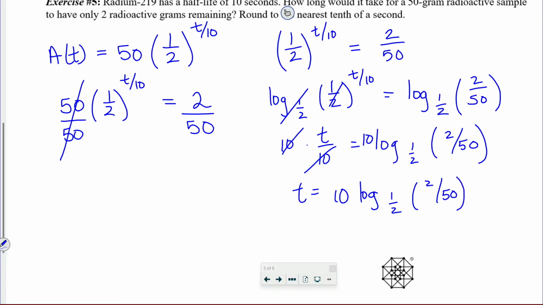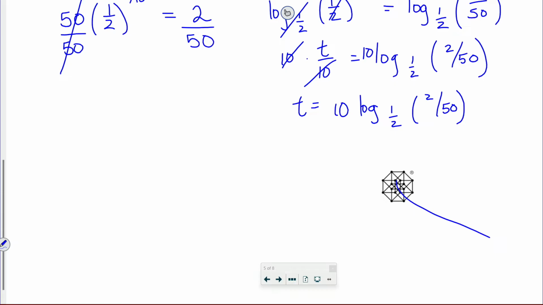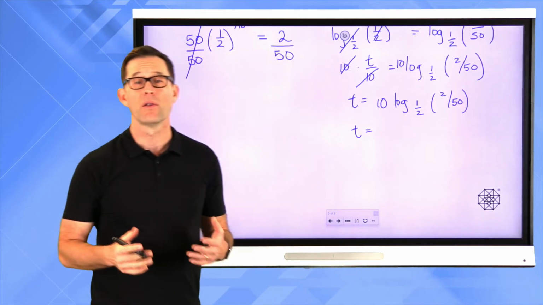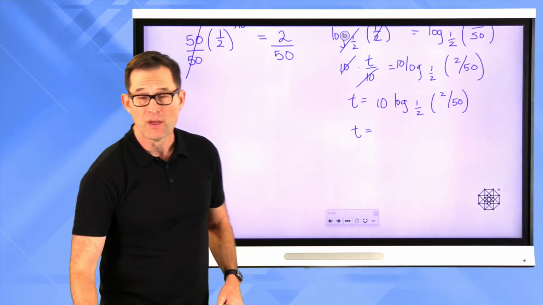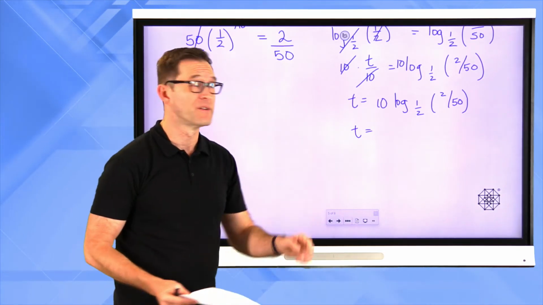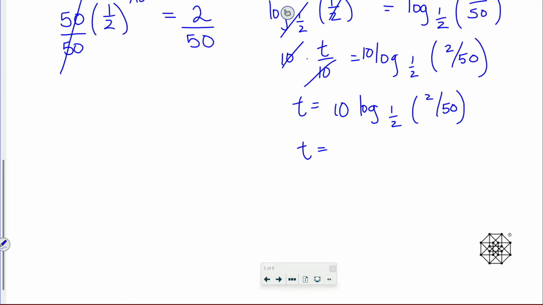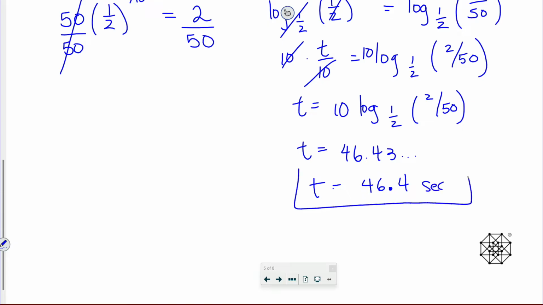And that might be a little bit complicated to put into your calculator, but I would much rather put that into my calculator than have to be carrying decimals along the way. I don't want to have to do that. So ultimately, when I plug all of this into my calculator, my t value ends up being 46.43, etc. This asked me for the nearest tenth of a second, so that's going to be 46.4 seconds.